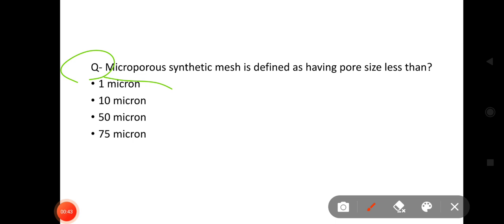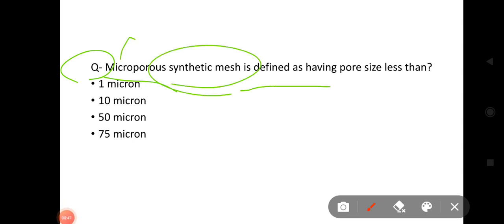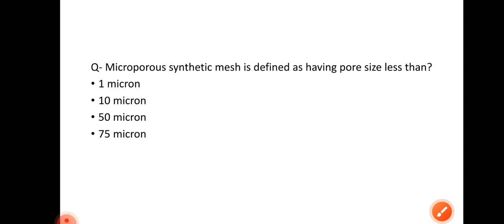So a question, microporous synthetic mesh, that is the type of synthetic mesh when the pore size is less than how much, then it is defined as microporous. So pore size less than 10 micron, then it is defined as microporous synthetic mesh. So macroporous is size more than 75 micron, microporous less than 10 micron, and submicron is less than 1 micron. So macro, micro and sub.